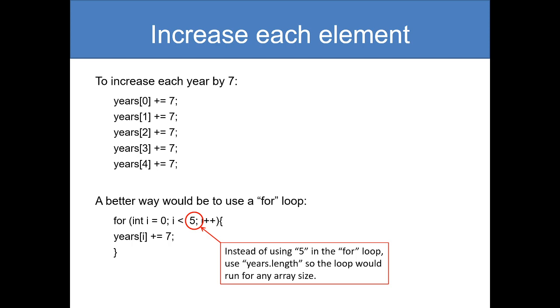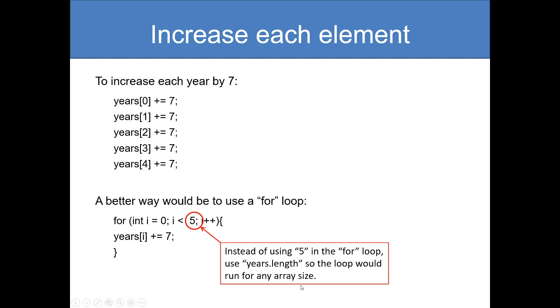To increase each year by 7, we could use this program, or the same stuff that we've used before with that plus equals. So we're going to add 7 on to whatever year 0 is, and that's what year 0 is going to be. Then we can do that with 1, 2, 3, 4. An easier way would be to use a for loop. So for as long as this is happening, we're going to increase by this much.